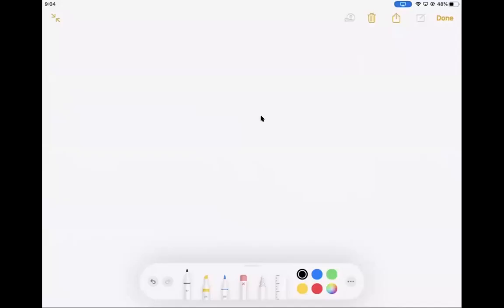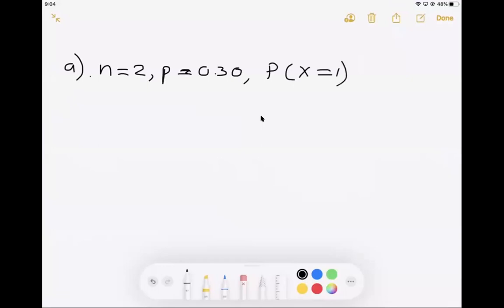Slide number 35. The first one, part A. I have to write everything because you can't see the slide. n is 2, p is 0.3. Now we want to find the probability where x is equal to 1. Now we have n, p, and we know the x value. So how can we use the table?